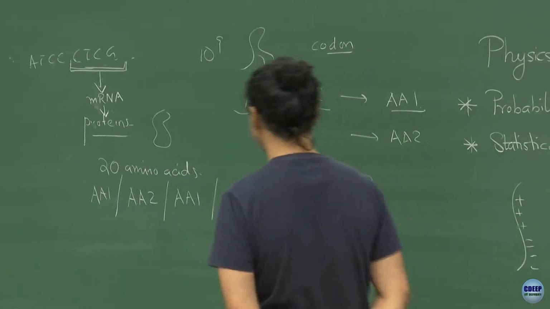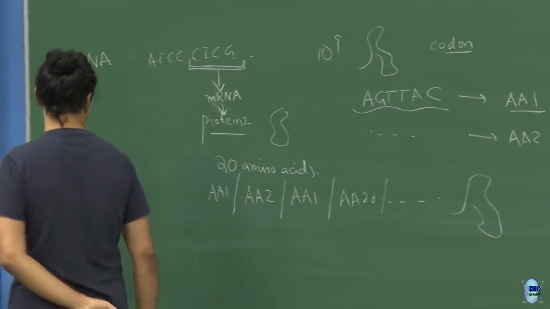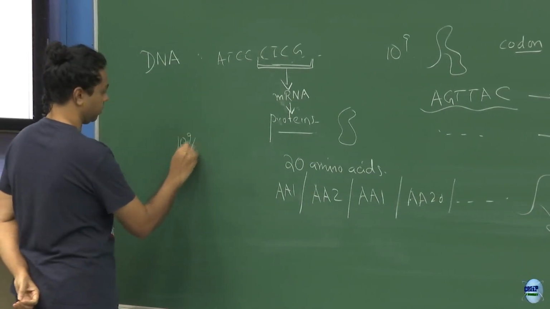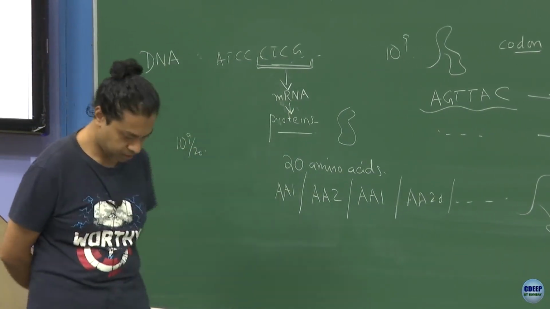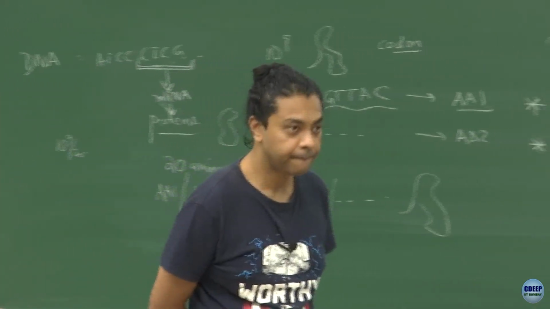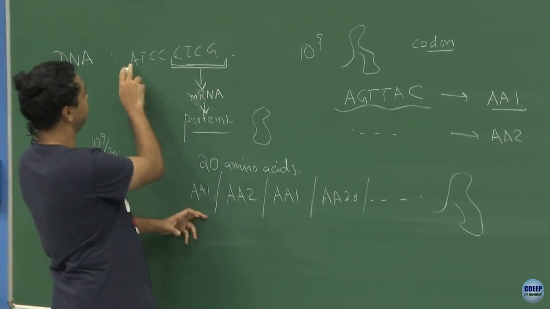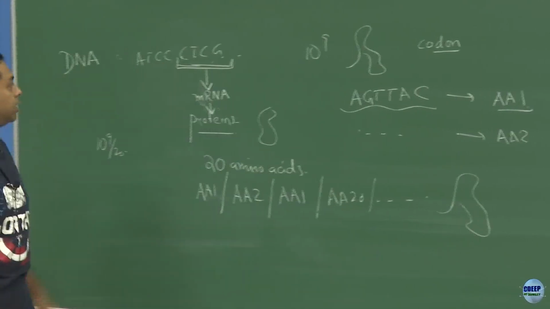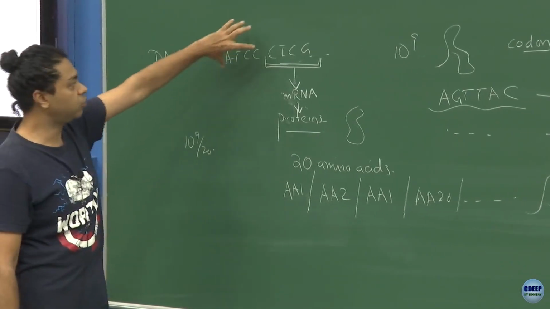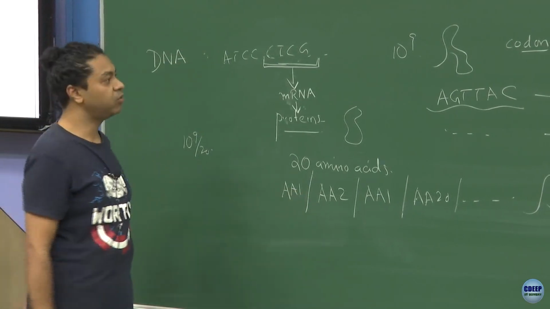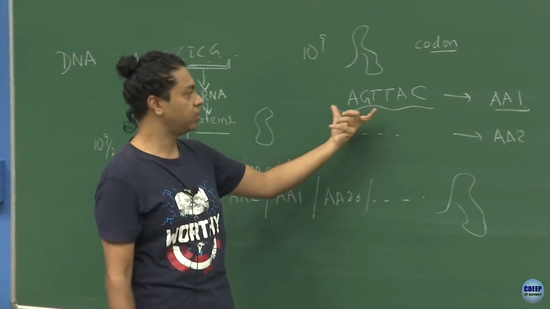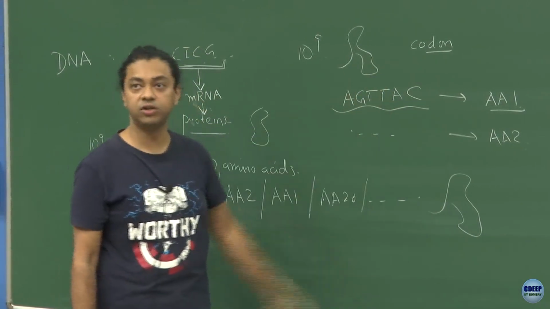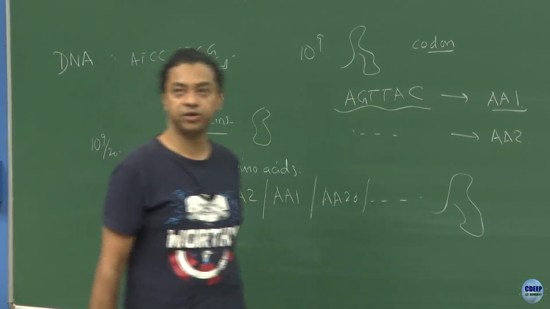10 to the power of 9 divided by 20, okay. Why? Explain. 20? Sir, amino acids are different. There are 20 different amino acids, just like there are 4 different letters over here, there are 20 different amino acids over here. Now, somehow I want to go from this sequence to this sequence, and I want to ask what is the minimum length of these individual codons that I need to have in order to code for 20 amino acids.